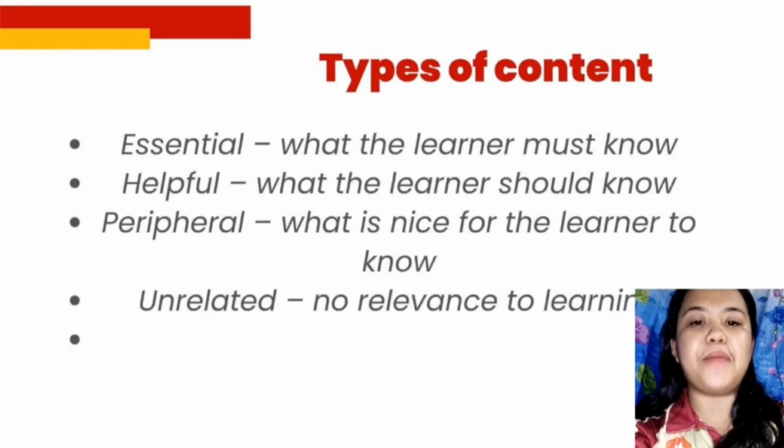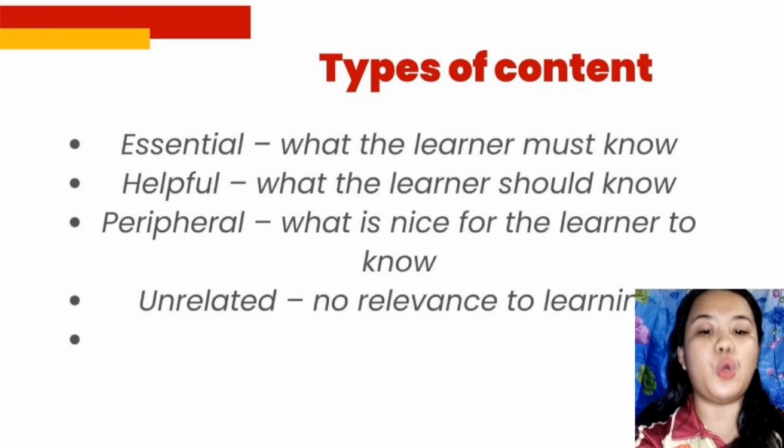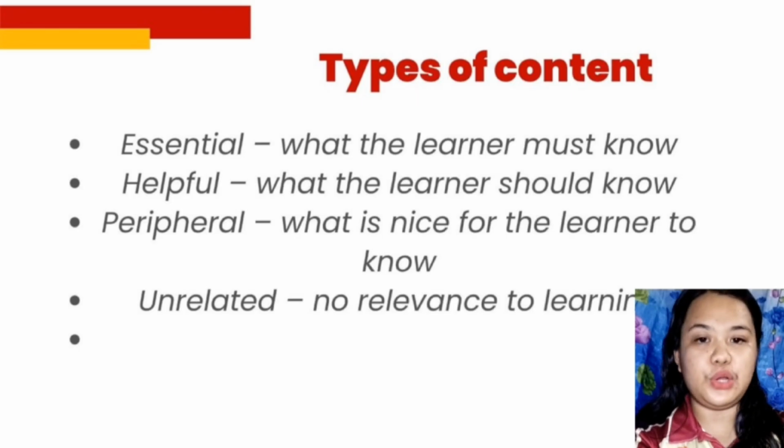So, we move to the types of content. First, we have essential, what the learner must know. Second is helpful, what the learner should know. Third, peripheral, what is nice for the learner to know. Lastly is unrelated, no relevance to learning.